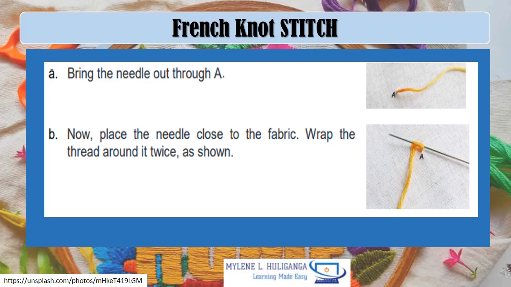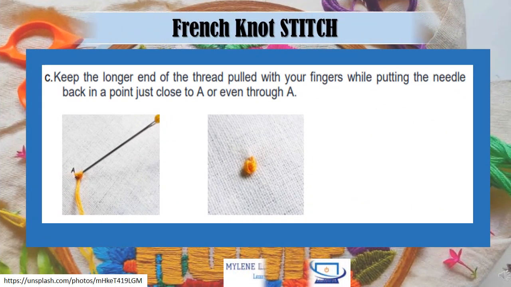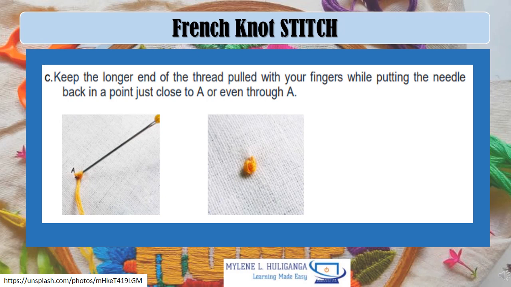French knot stitch. Bring the needle through A. Now, place the needle close to the fabric. Wrap the thread around it twice as shown. Keep the longer end of the thread pulled with your fingers while putting the needle back in at a point just close to A or even through A.